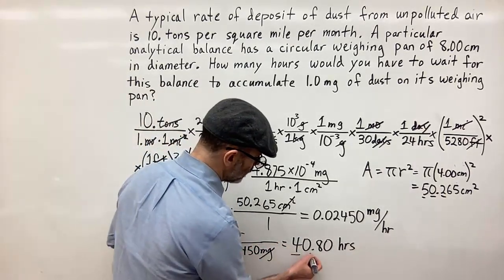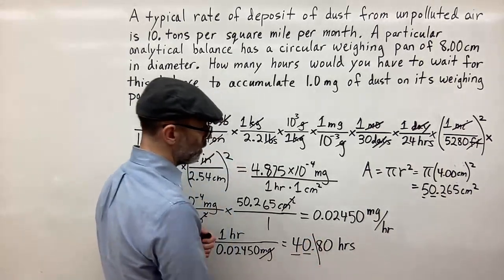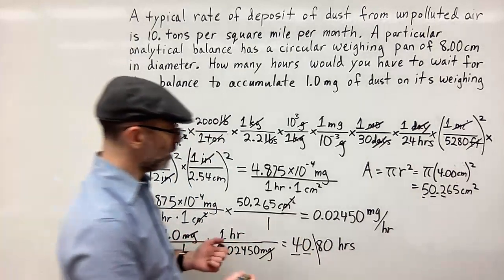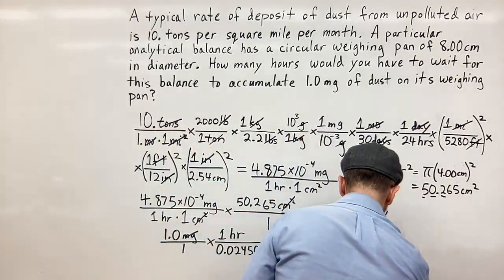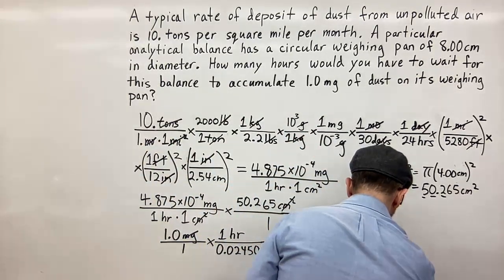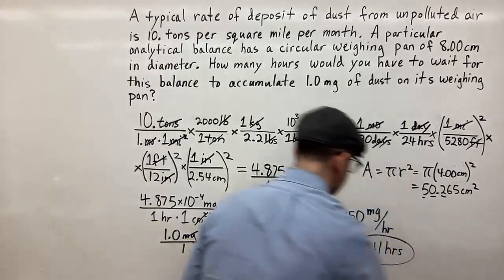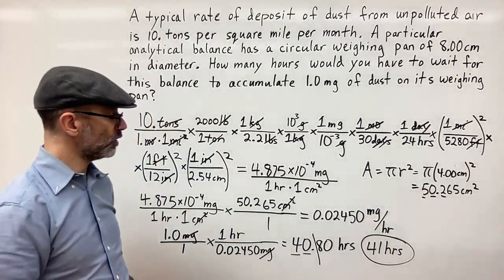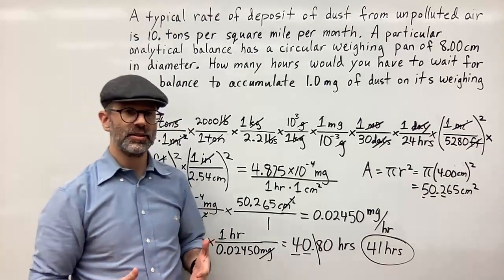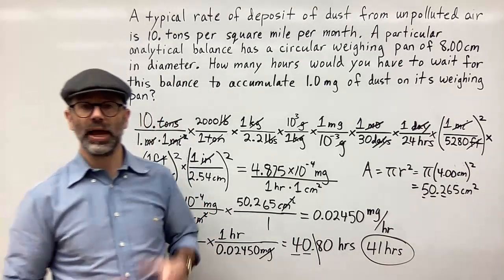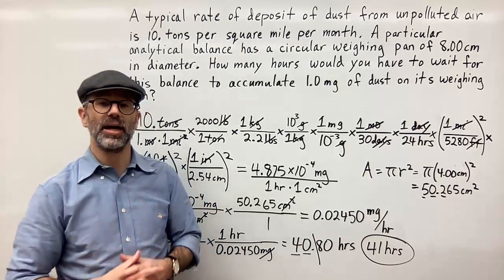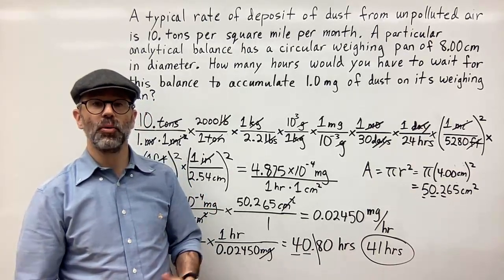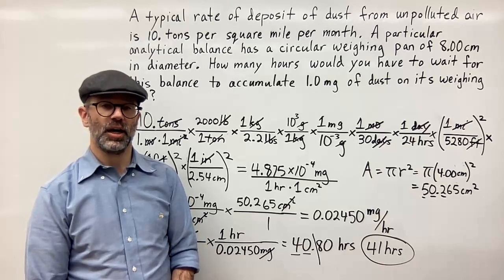So the 4 and the 0, cut it off there. This is an 8, which means that I round the 0 to a 1. So my final answer is 41 hours. So it takes 41 hours to build up enough dust on that weighing plate, on that weighing pan, to get 1.0 milligrams of dust.